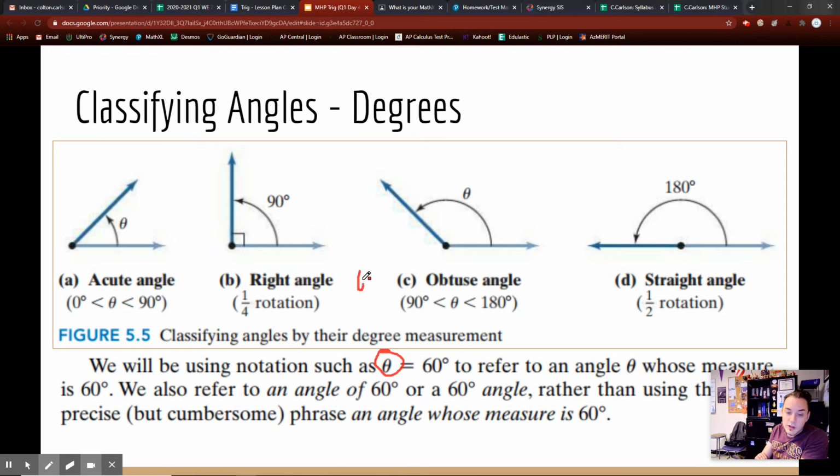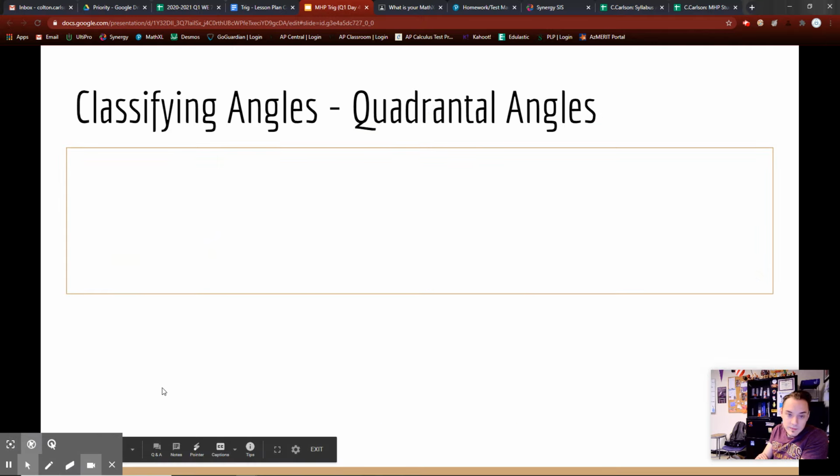So if you do your zeros with the little line through it, you should probably stop that because you're going to get really confused fast. Theta equals 60 degrees to refer to an angle whose measure is 60 degrees. Okay? It is very, very precise, like it says, but perhaps even cumbersome, but it doesn't matter. We're going to be using theta.